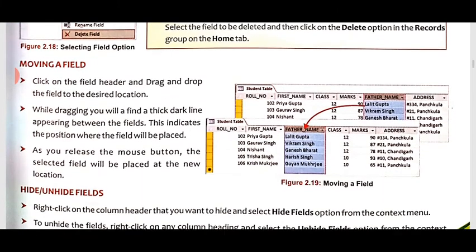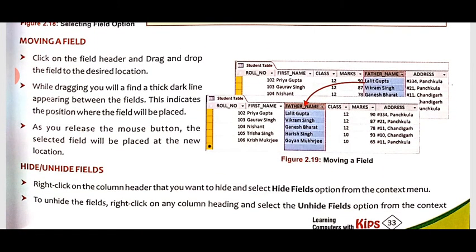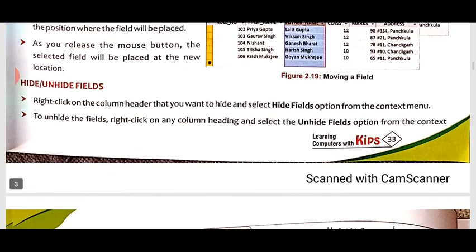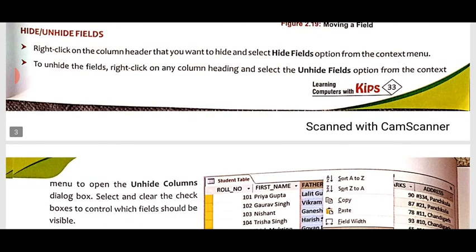Next, moving a field. Easily by the drag and drop method we can move a field. Click on the field header and drag and drop the field to the desired location where you want to drop it. Simply click on the header of the field that you want to move and then drop it at the desired location. This is the drag and drop method for moving a field.